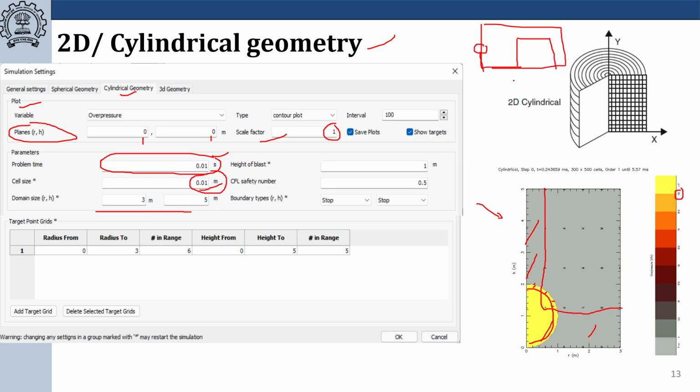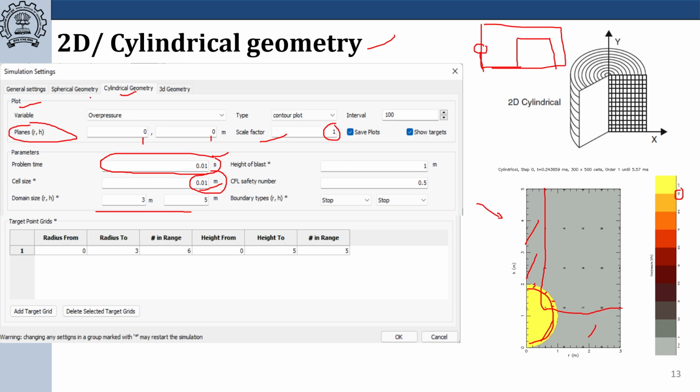Why I have chosen only 3 meters is, as soon as the shock propagation reaches the 3 meters, it will start interacting with our three-dimensional geometry. So until it reaches the three-dimensional geometry, I try to solve the problem in two dimensions so that it will reduce the computational time. This is only to reduce the computational time.